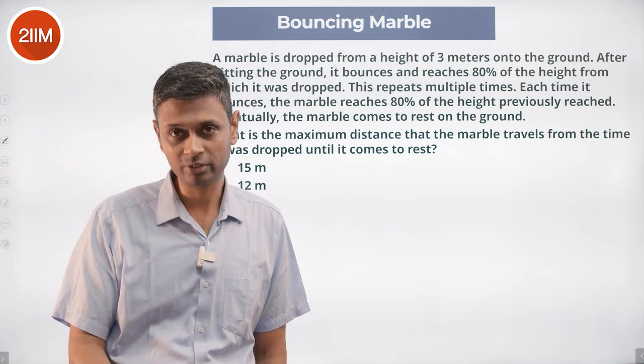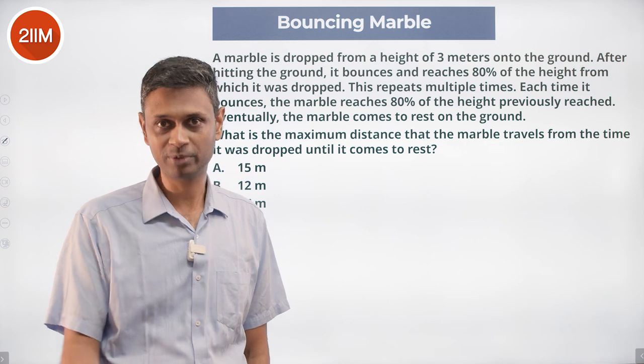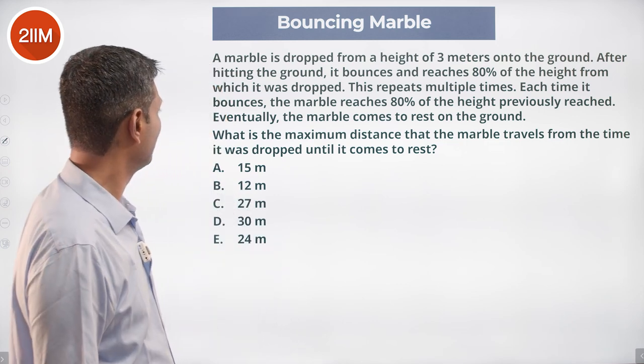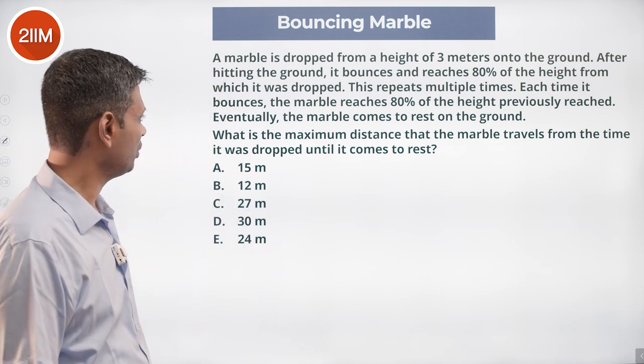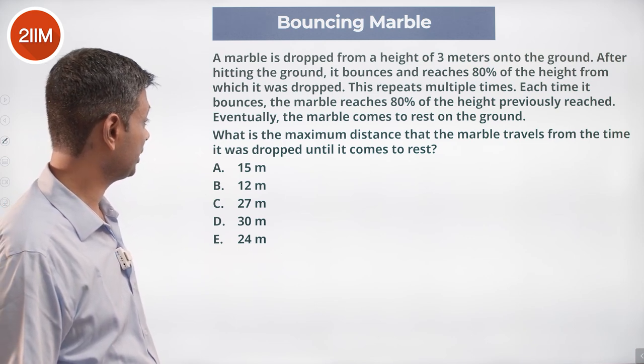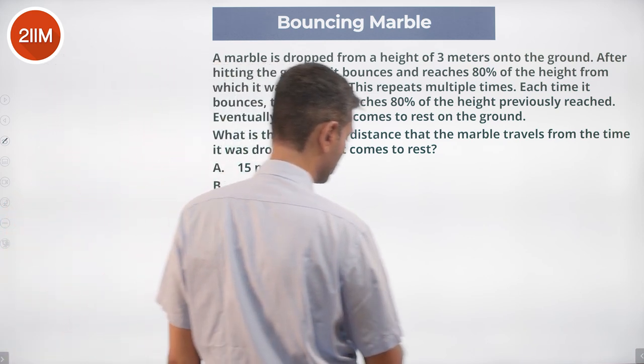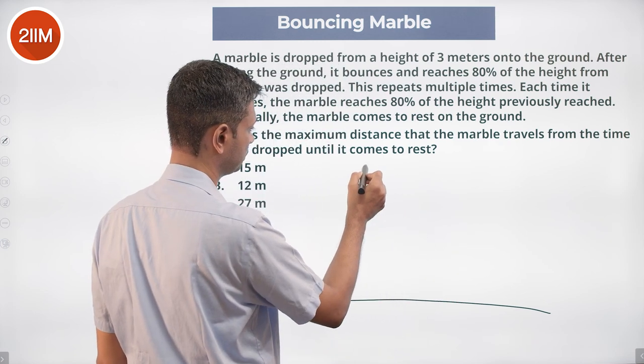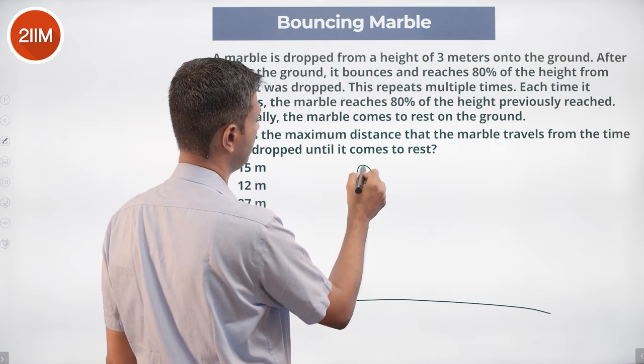Actually, it doesn't. It keeps bouncing. It can't rest on the ground. Finally, it keeps bouncing. It's 80%, but it's negligible. What is the maximum distance that the marble travels from the time it was dropped until it comes to rest? Nice. There's a marble here at a height of 3 meters.